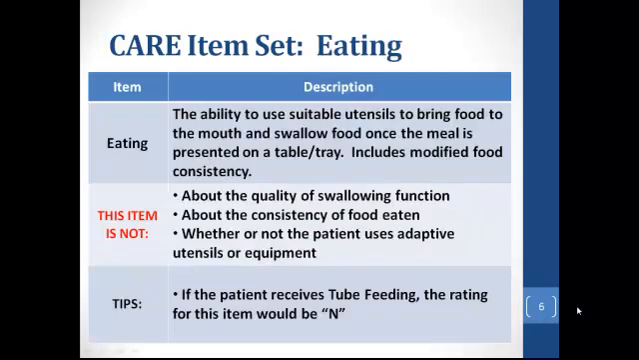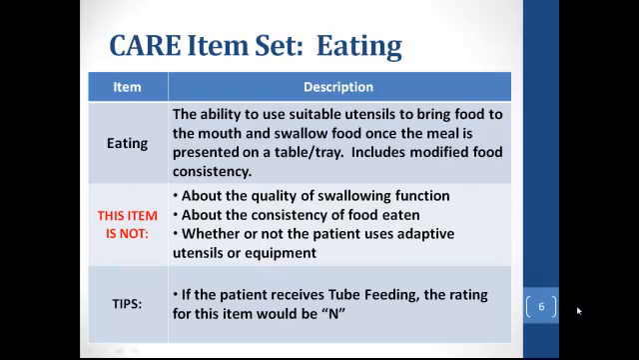The first self-care item is eating. This item is defined as the ability to use suitable utensils to bring food to the mouth and swallow food once the meal is presented on a table or tray. Food consistency does not factor into the scoring, so whether a patient eats regular food or a modified diet, the same scoring scale is used.